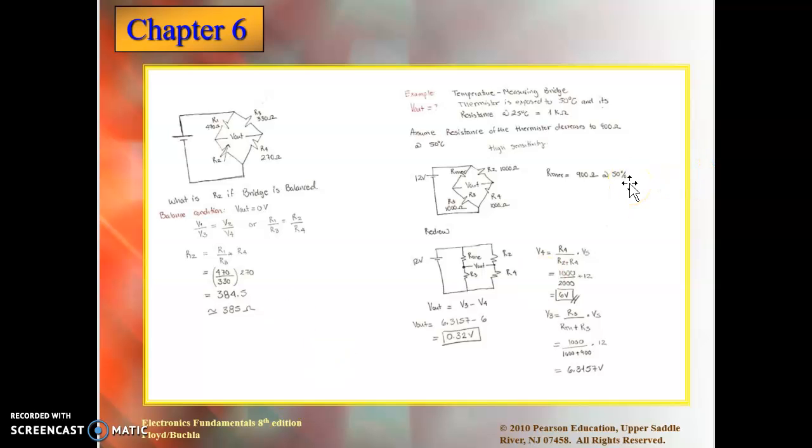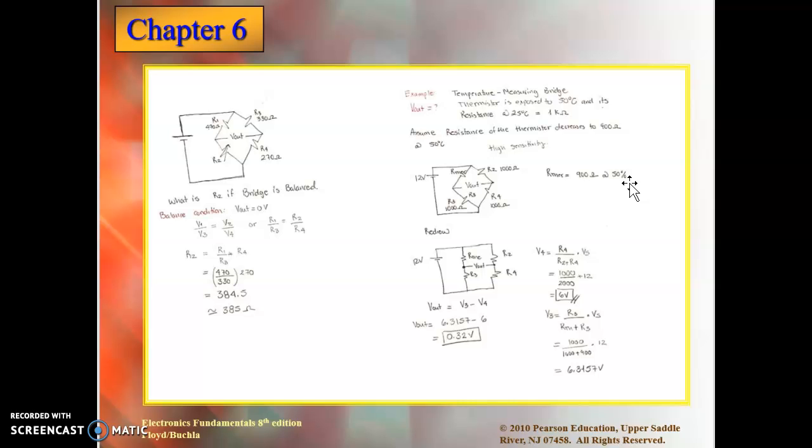So let's continue with chapter 6 in the Wheatstone Bridge configuration. Right here we are going to do an example application of where the Wheatstone Bridge is used. Like I said, it is widely used for sensor manufacturing. So right here it is being used for a temperature measuring bridge.